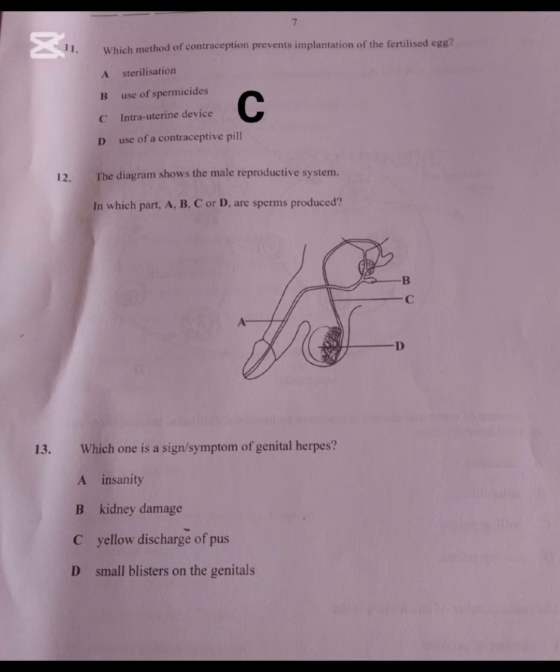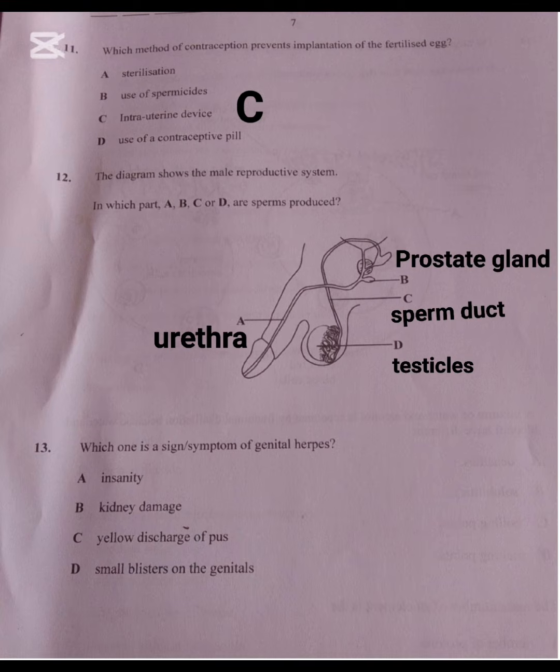The diagram shows the male reproductive system. In which part, A, B, C, or D, are sperm produced? So the correct answer on number 12 is D. Sperms are produced in testicles, which are also known as testes. The testes are two small organs that are located in the scrotum.